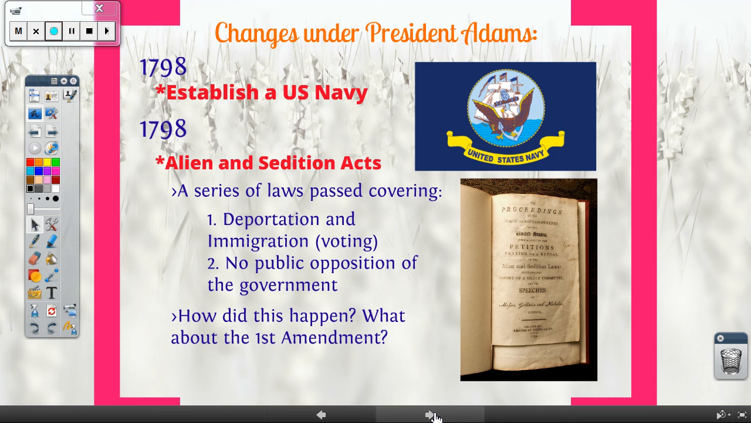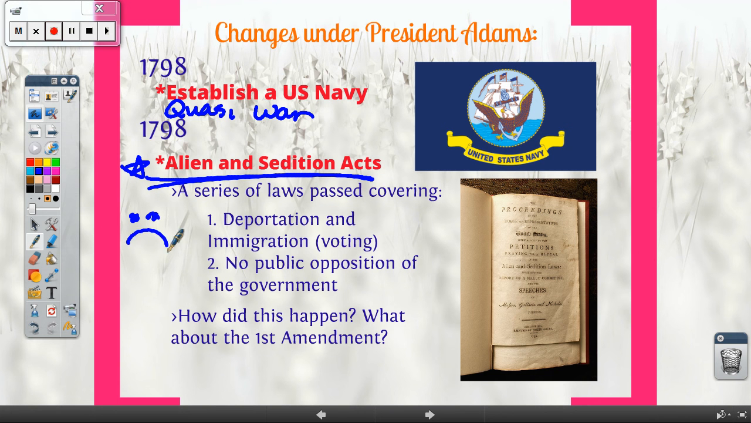It's stupid. Okay, so the next thing you need to know is the Alien and Sedition Acts. That's a biggie. Obviously, there's a navy established, and I already told you that because that has to be done for the Quasi-War with France to even be possible. But this is the most disturbing. This is the one that makes me go, oh, this is bad. Okay? And let me tell you why this happens. The XYZ Affair is partly responsible for this law, the Alien and Sedition Acts.